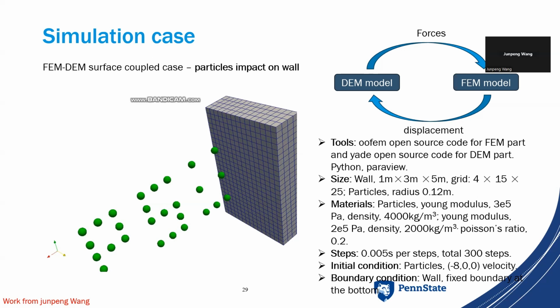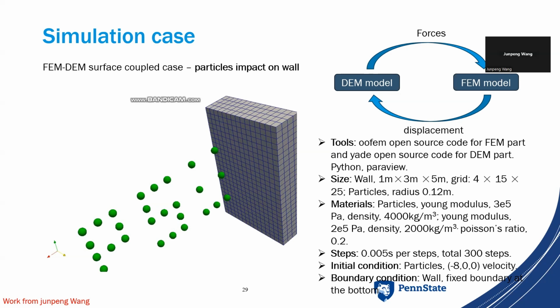It's a random value. I just give a random value about the size of the wall and particles. And the materials are also based on some common material. I give Young's modulus, density, and the Poisson ratio. And for this case, the time step is 0.005 seconds per step and the total is 300 steps.